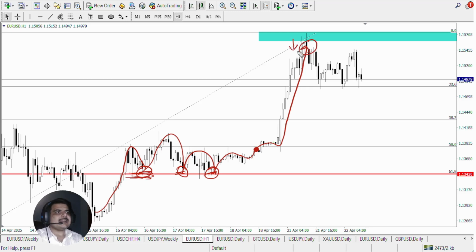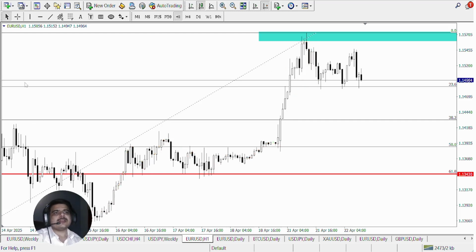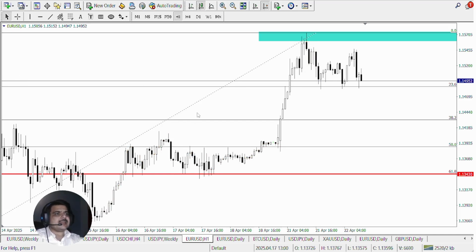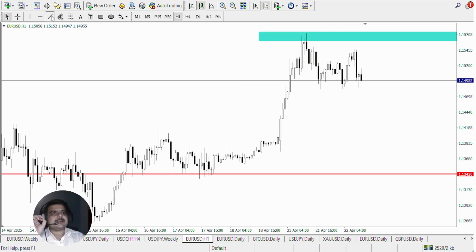Now we cannot sell the market all the way from here because this is a very premature structure. So what we can do is we can look for an ABCD pattern. Now the ABCD pattern, and that is right here.